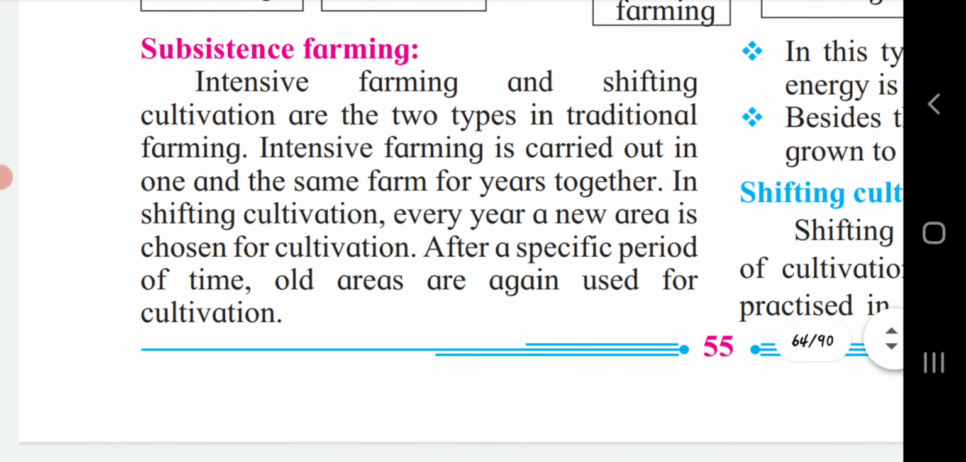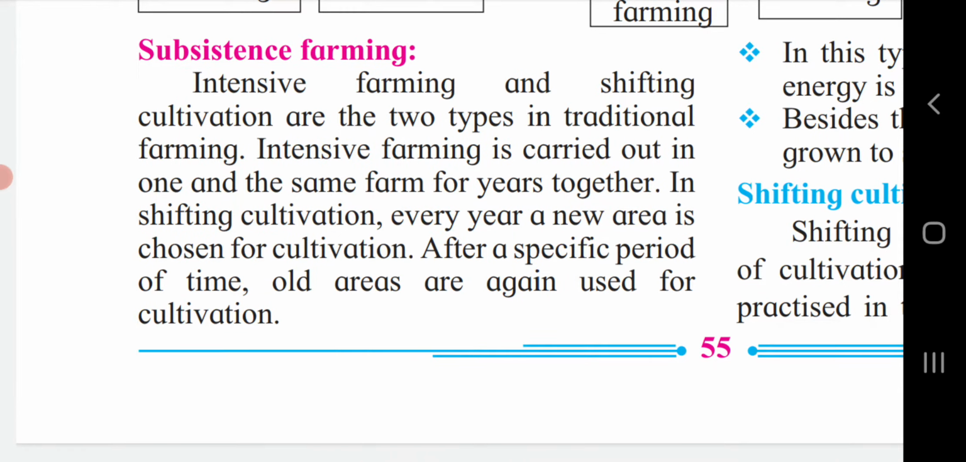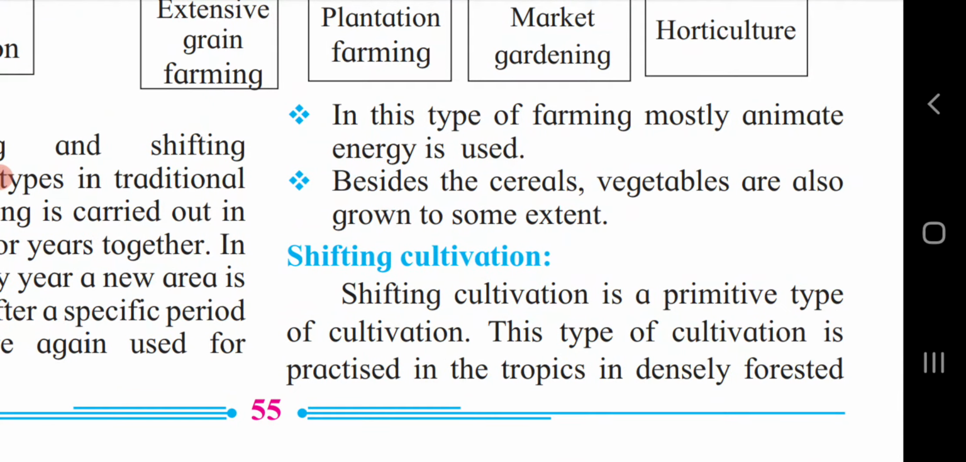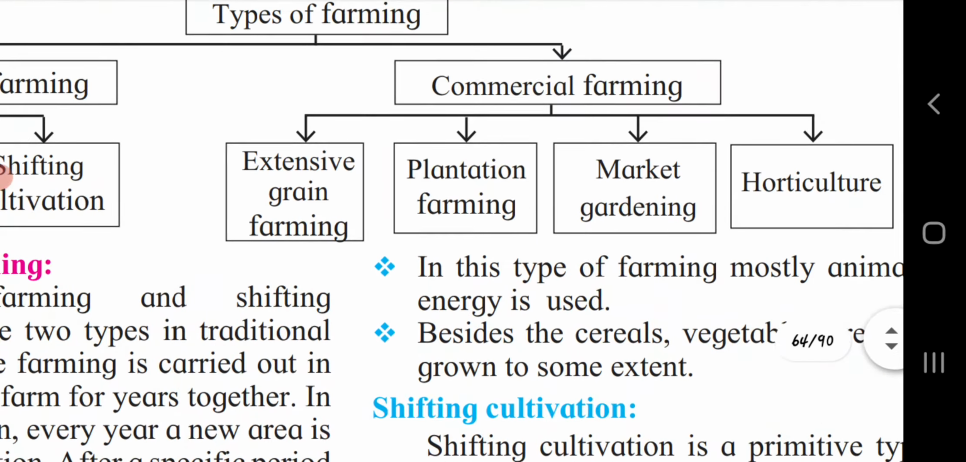Subsistence farming. So what is subsistence farming? The farming carried out for satisfying only the basic requirement of man is known as subsistence farming. Subsistence farming is of two types. So what are the two types? Shifting cultivation and intensive cultivation.